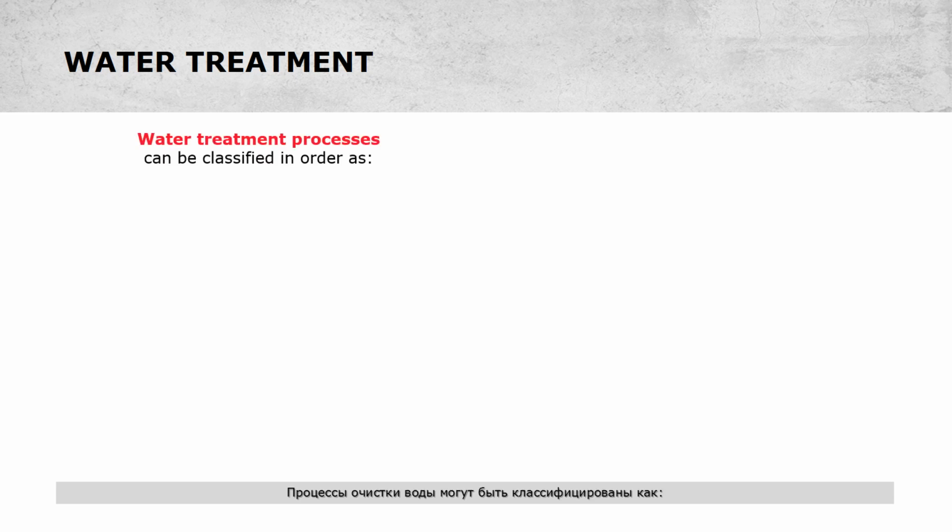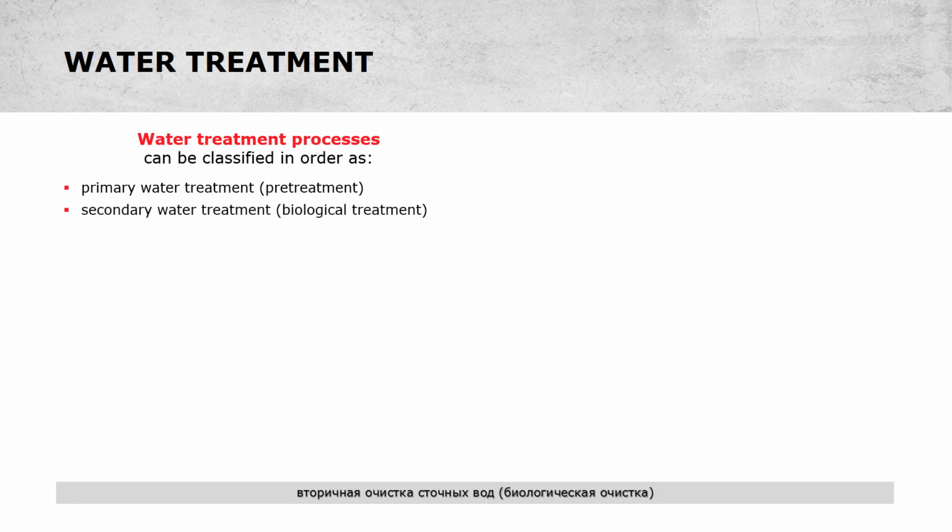Water treatment processes can be classified in order as primary water treatment, pre-treatment, secondary water treatment, biological treatment, tertiary water treatment, polishing treatment.